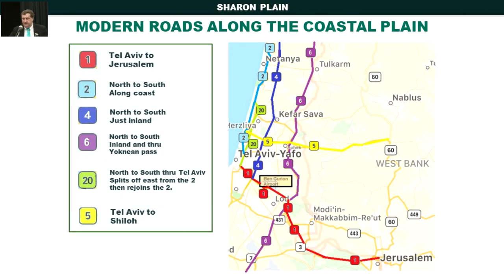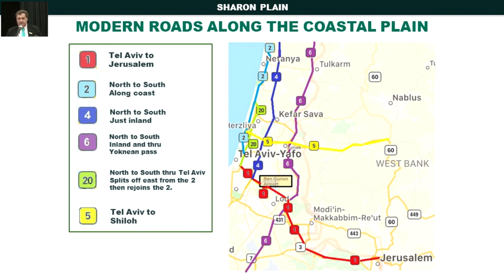Now, looking now at the southern half of the plain of Sharon, the major road noted in red here is Highway 1, which goes from Tel Aviv up to Jerusalem. Now, you'll see the three major north-south roads here that we just looked at, Highways 2, 4 and 6. Now, where Highway 2 reaches the outskirts of Tel Aviv, another road, the 20, splits off to its east before the 2 and the 20 merge together further south. And then the 20 joins up with Highway 1. Now, further east of that junction, in between Highways 4 and 6, along Highway 1, is Ben Gurion Airport.